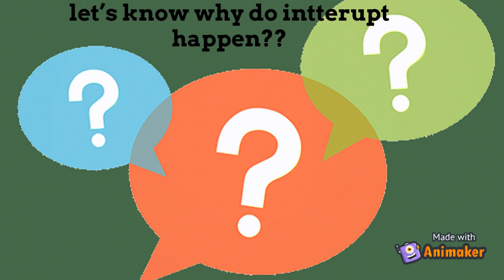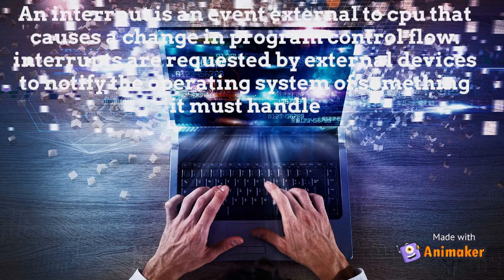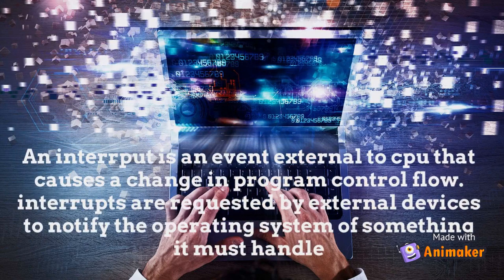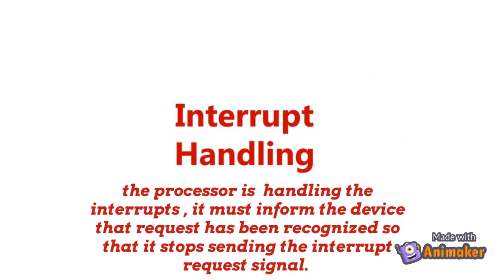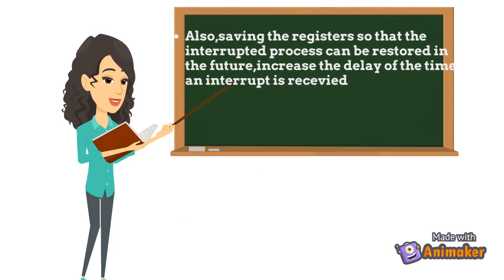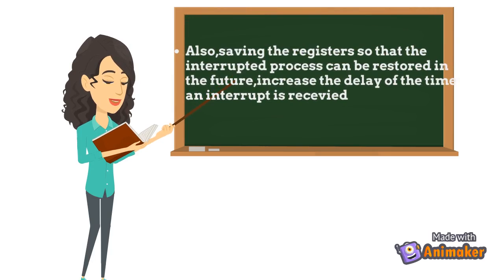Let's know why the interrupt happens and what the causes are that make the CPU stop its activity like that. An interrupt is an event external to the CPU that causes a change in program control flow. Interrupts are requested by external devices to notify the operating system of something it must handle. While the processor is handling the interrupt, it must inform the device that its request has been recognized, so that it stops sending the interrupt request signals. In addition, saving the registers so that the interrupted process can be restored in the future increases the delay in time of the interrupt receive.